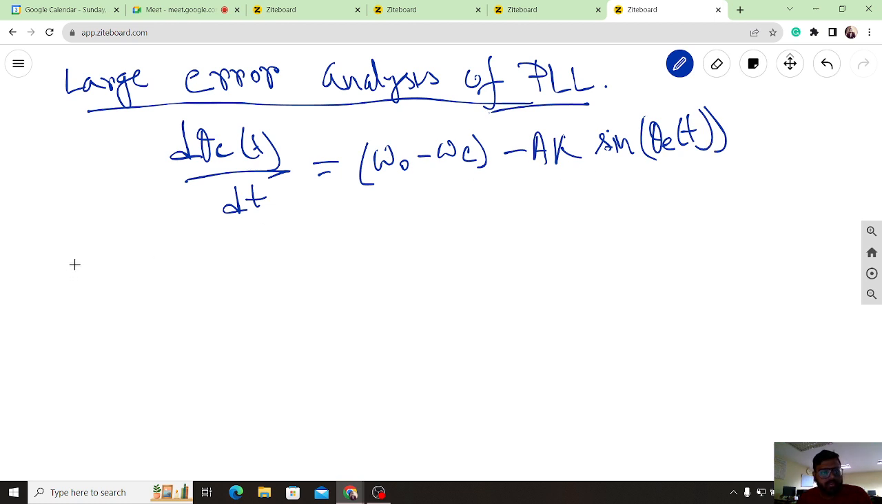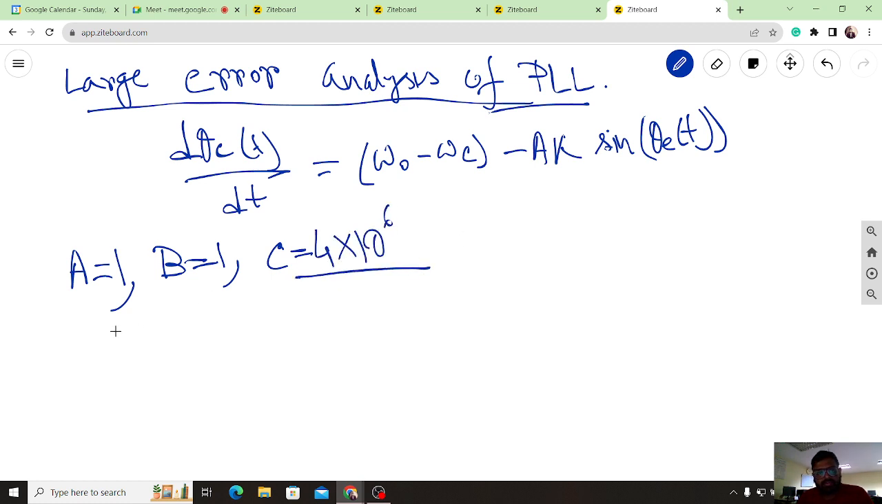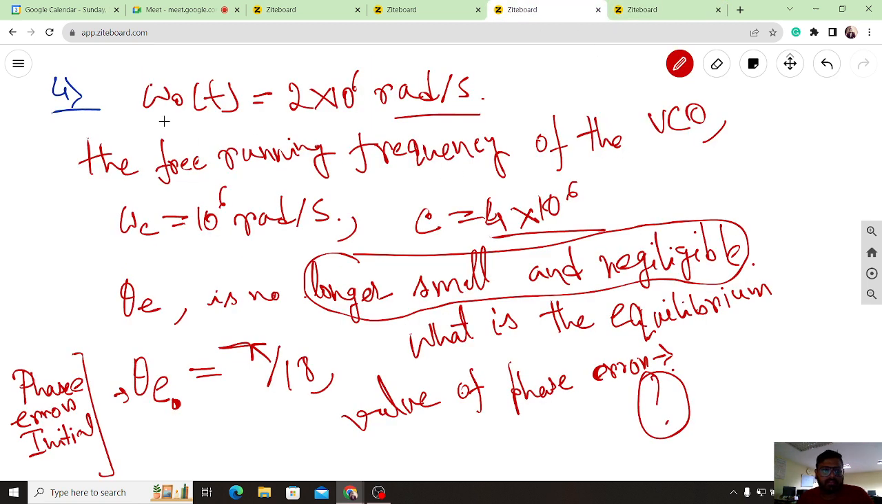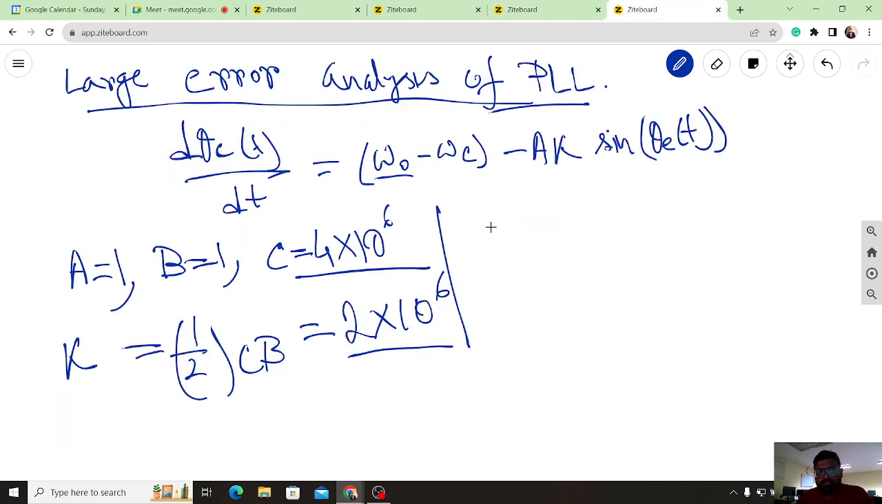Previously in the question A is equal to 1, B was also 1. Now only C has been changed. C is 4 into 10 to the power 6 here. So K we can find as half CB, the same formula. So this is 2 into 10 to the power 6. And what else is given? The omega 0 value is 2 into 10 to the power 6, and omega C value is 10 to the power 6. So omega 0 minus omega C is equal to 10 to the power 6.